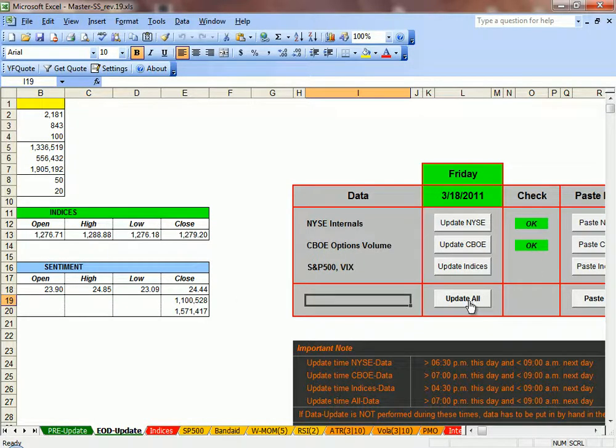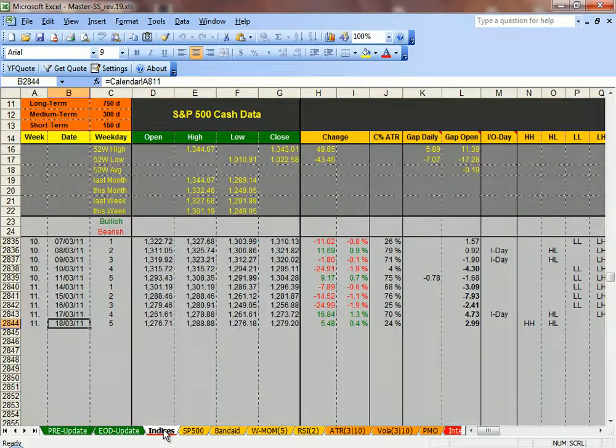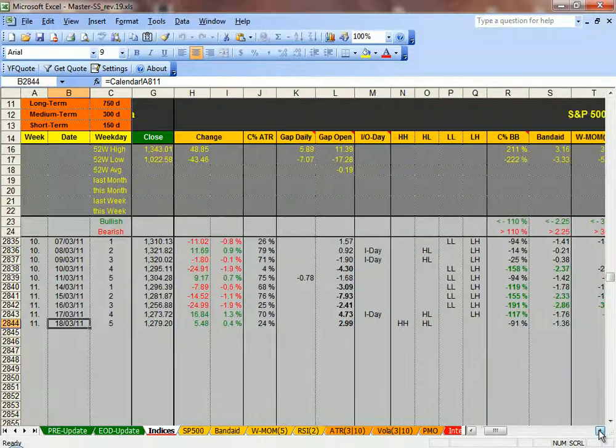So I collect my data at night. This automatically does it for me. I update, it collects them all. I paste them into the spreadsheet, and what I get then is my information coded here. So this would be the S&P 500 cash. And then we set up with my indicators: short term, intermediate term, and long term. And I'll give you a quick look at last week.